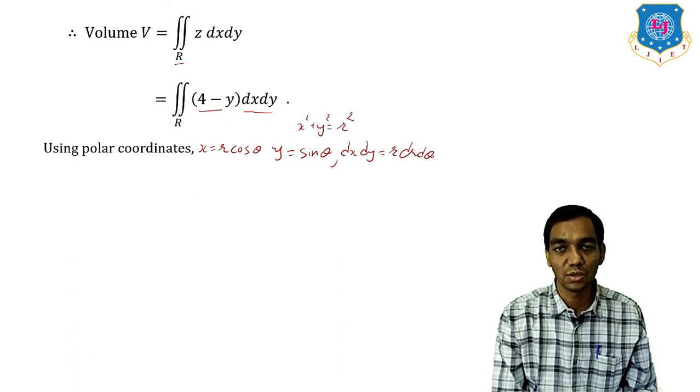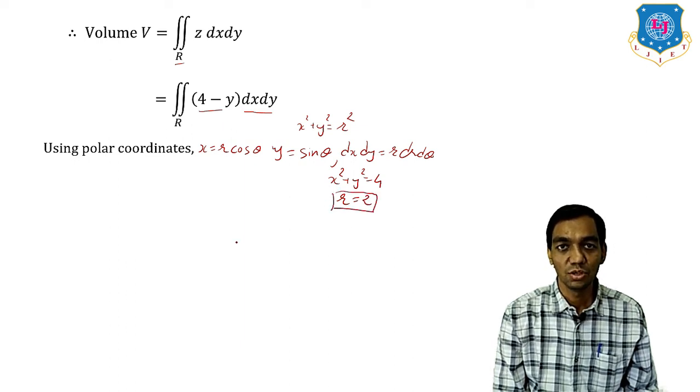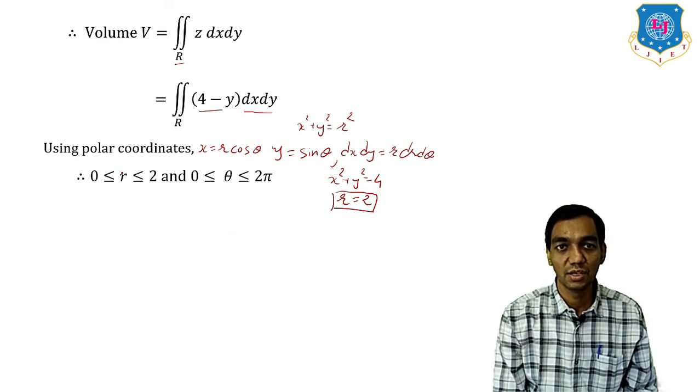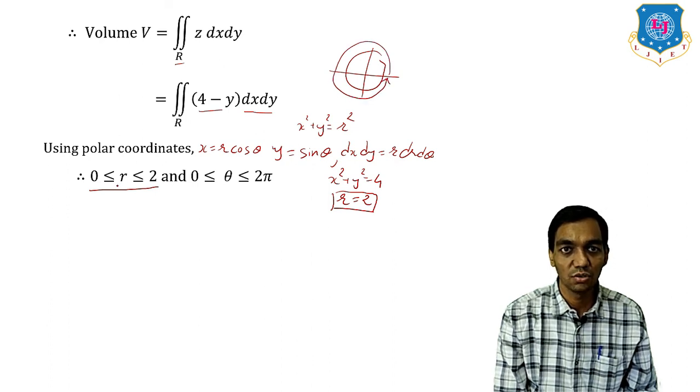So if you put the limits of the circle x square plus y square is equal to 4, then you will have r is equal to 2, because r square is equal to 4 gives r is equal to 2. So your r is starting at 0 and ending at 2. And the whole circle is there because we have a whole circle as a projection. So theta is starting with 0 and ending at 2 pi. R is starting with 0 and ending at the circle r is equal to 2.